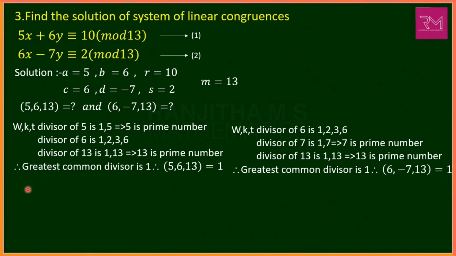In a similar way we have to find the GCD of ad minus bc, comma m. For that, here ad minus bc, we have a, b, c, d values. a into d is 5 into minus 7, which is minus 35, minus 6 into 6 is 36, comma m value is 13.